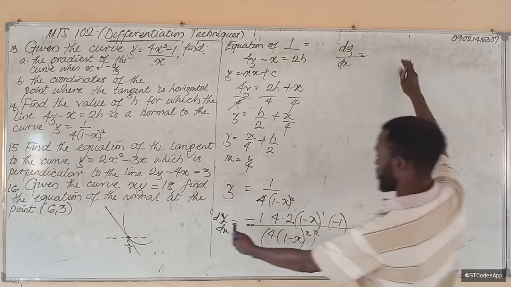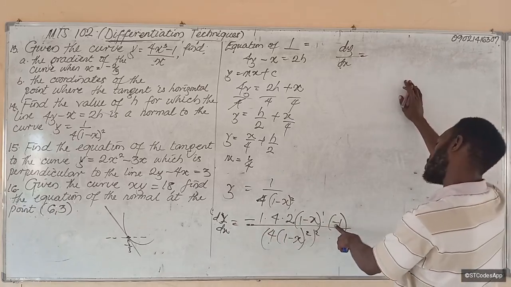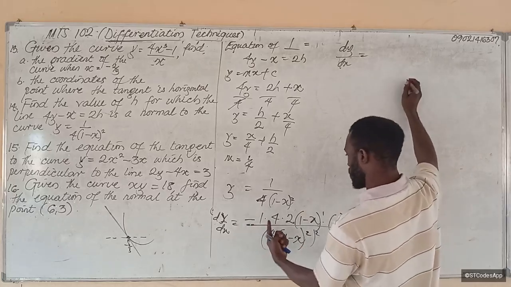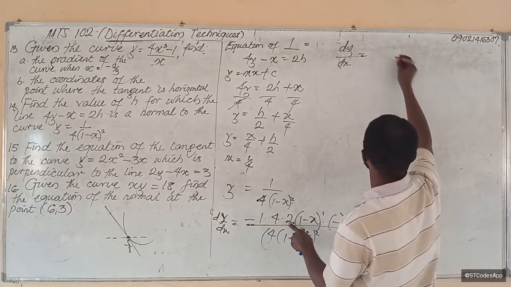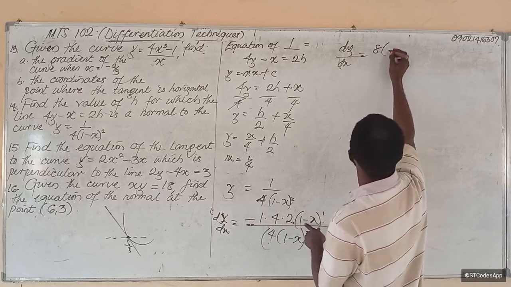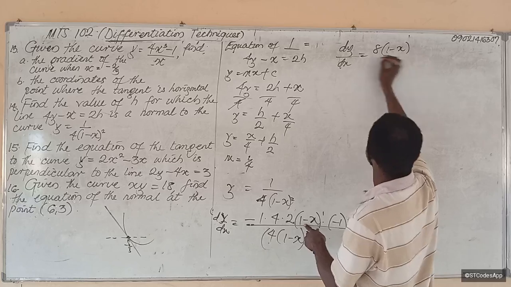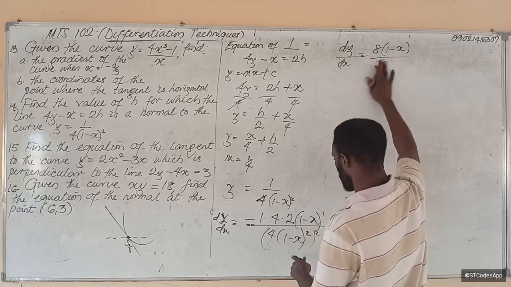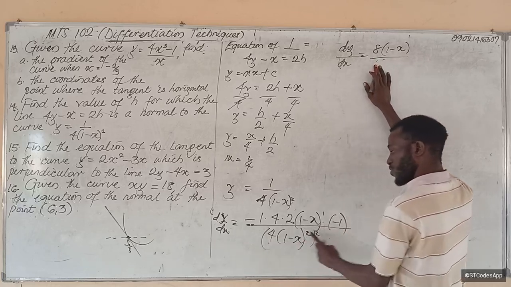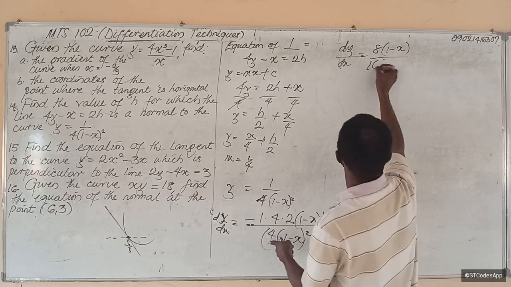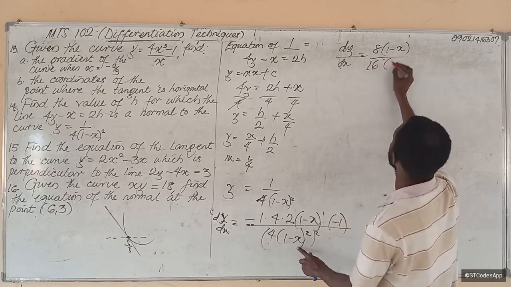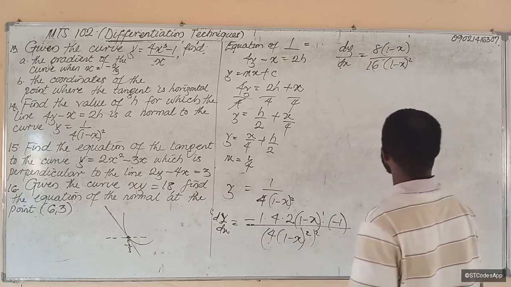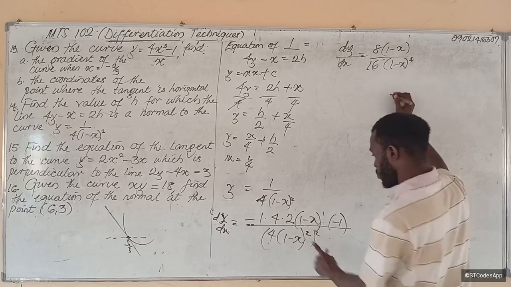Minus is going to times minus, right? Let's multiply, so it will be positive here already. So that will be 2 times this. That will be 8 into bracket 1 minus x over 4 into bracket, 4 squared now. This 4 is squared, that will be 16 into bracket 1 minus x all raised to the power 4, 2 times 2.